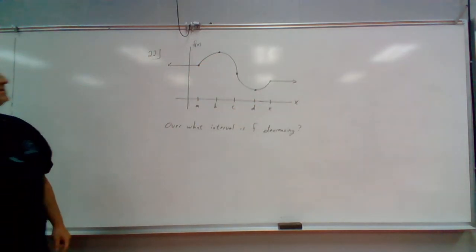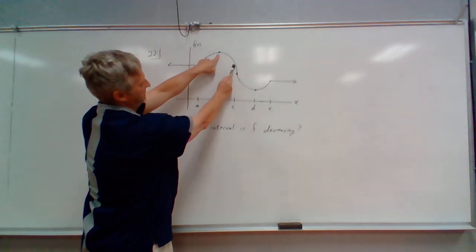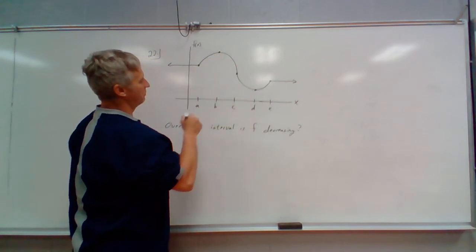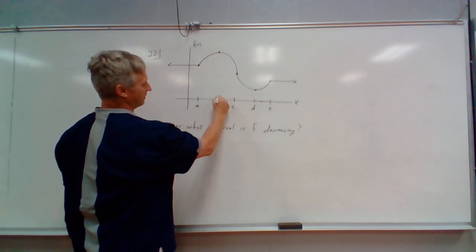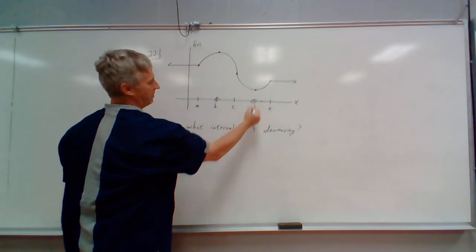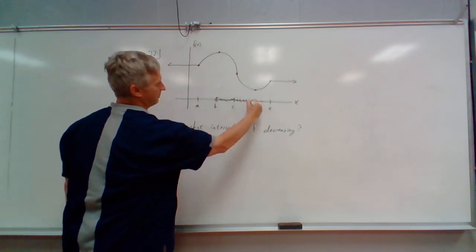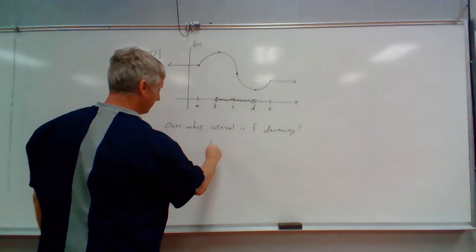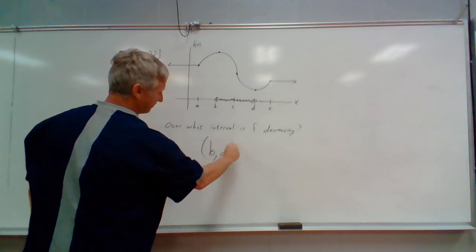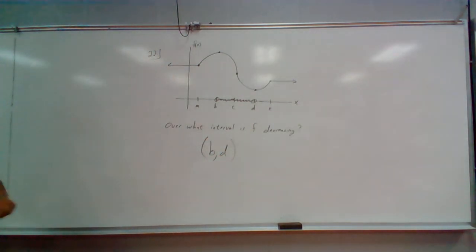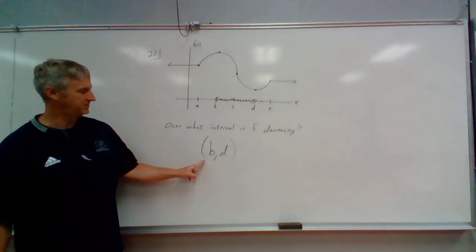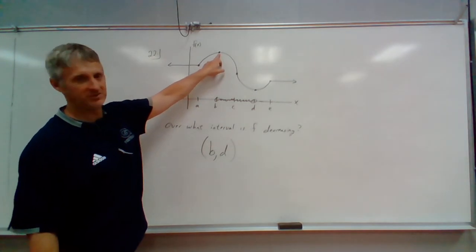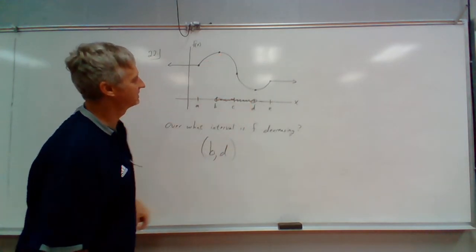So this function is decreasing on this interval, and it's also still decreasing on this interval. So this function is decreasing from b all the way to d. So on this whole interval from b to d, the function is decreasing. So we would write that like this in interval notation. Notice that we'll use parentheses because it's not actually decreasing at b, and it's not decreasing at d. It's kind of constant, where it is constant up there at b. It's constant down there at d.